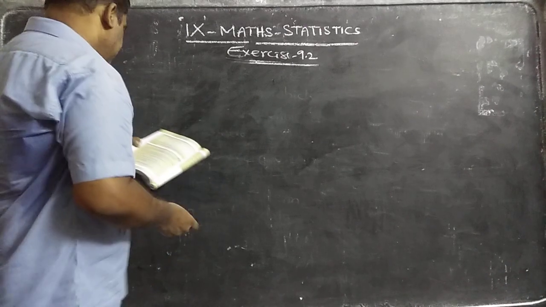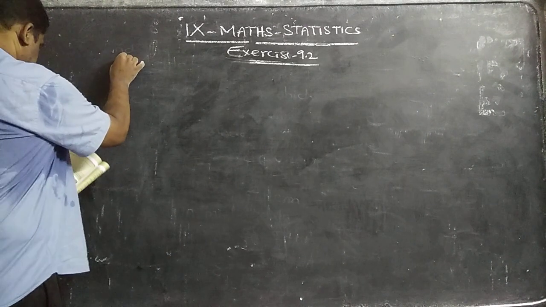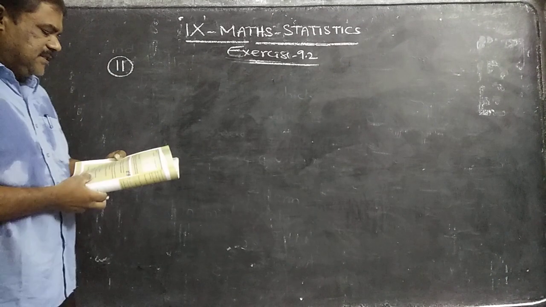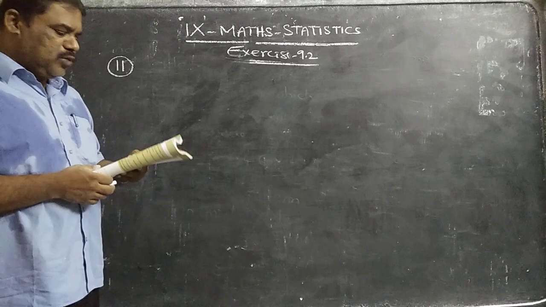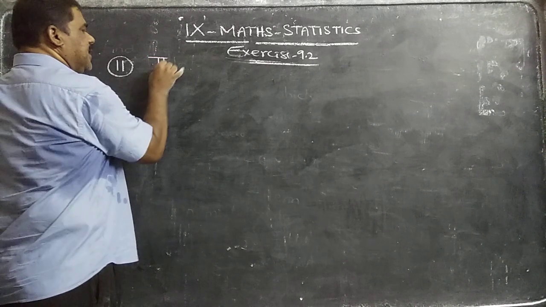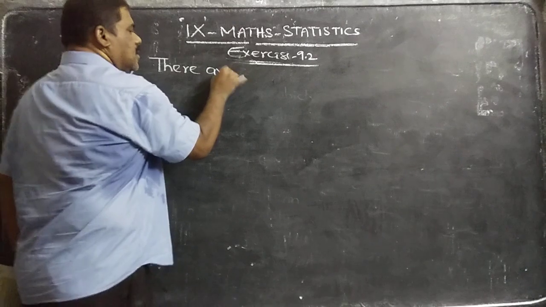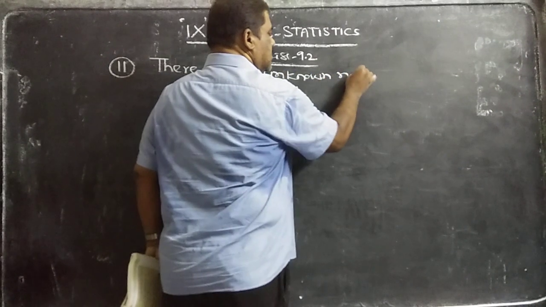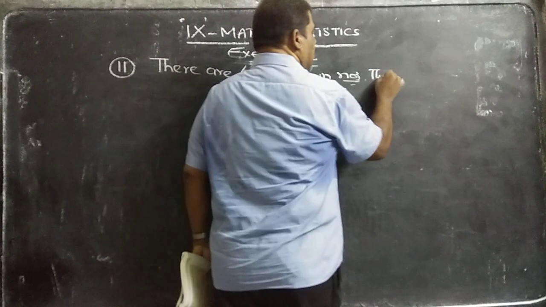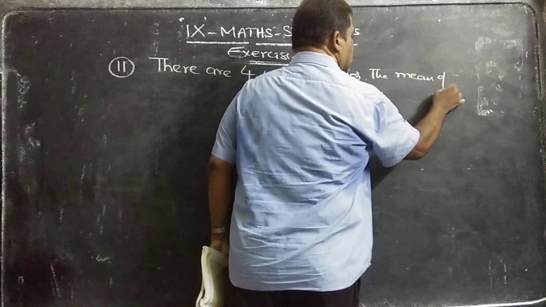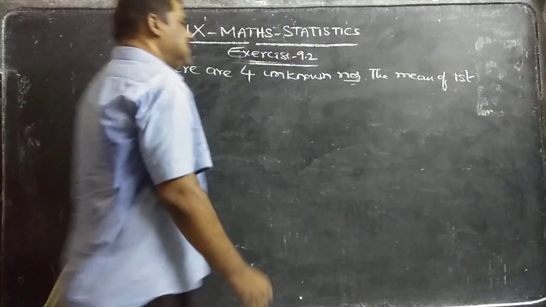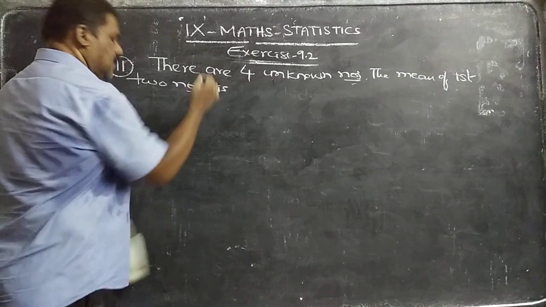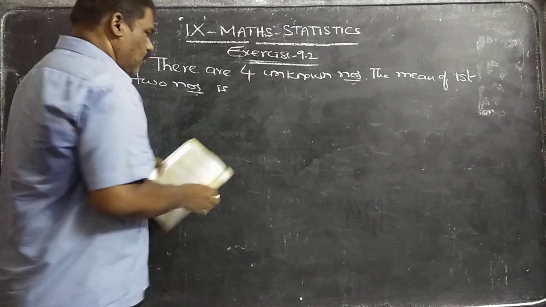In exercise 9.2, let us do one problem, that is question number 11. There are 4 unknown numbers. The mean of first 2 numbers is 4.